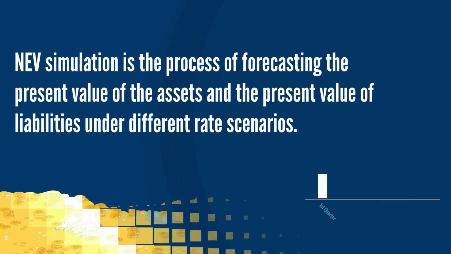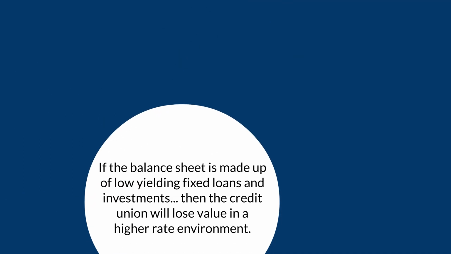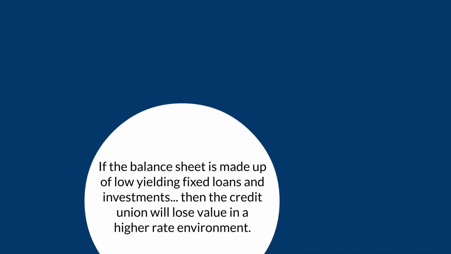The market value of your credit union at any one time is determined by the assets and liabilities on your balance sheet and how they relate to the current market environment. The ALM reports will create a net economic value simulation which will forecast the present value of these assets and liabilities in different rate scenarios. For example, if your balance sheet is made up of low-yielding fixed loans and investments, the net economic value of your assets is probably projected to decline in higher rate environments.